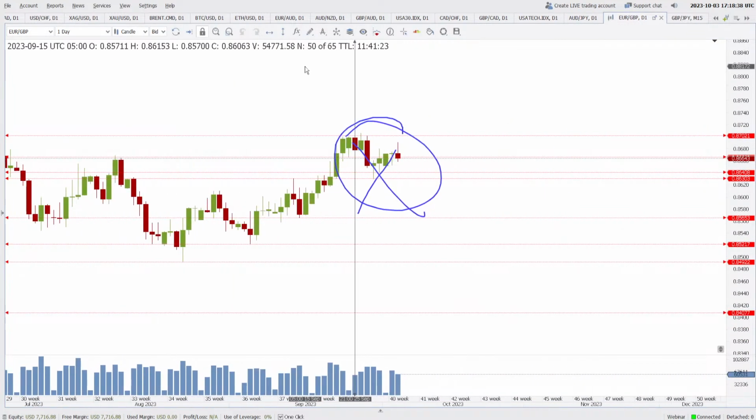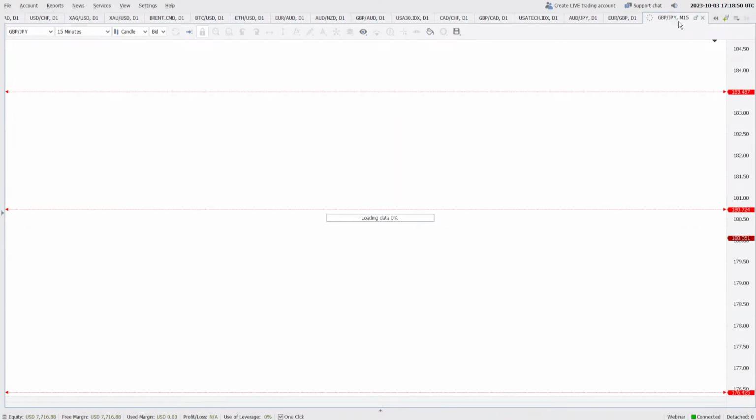Euro GBP, nothing much as a move. This looks like a bearish pin bar, but it is not at a resistance, so I will not consider it. So my cross here is suggesting that do not trade this market, so stay away from this market till now.